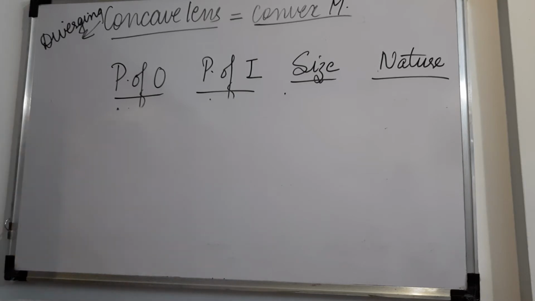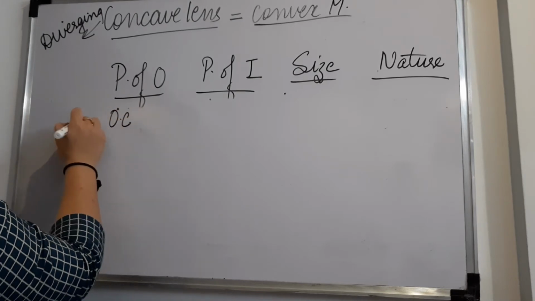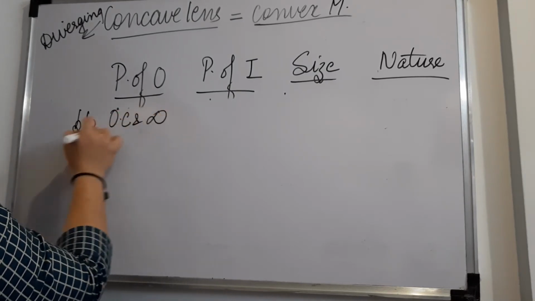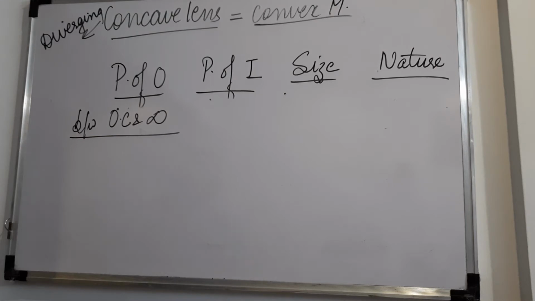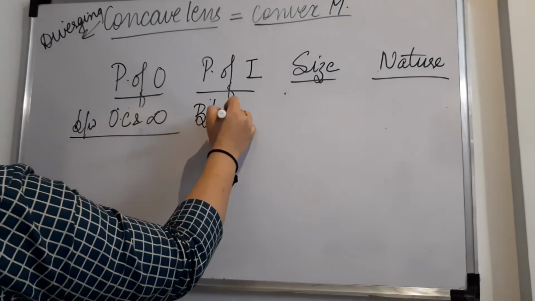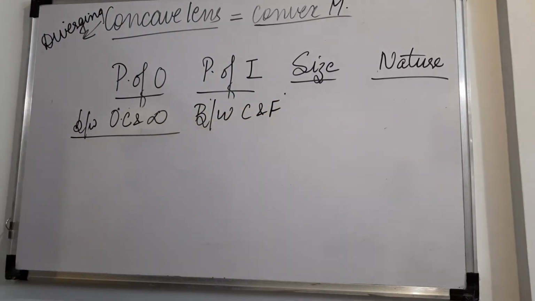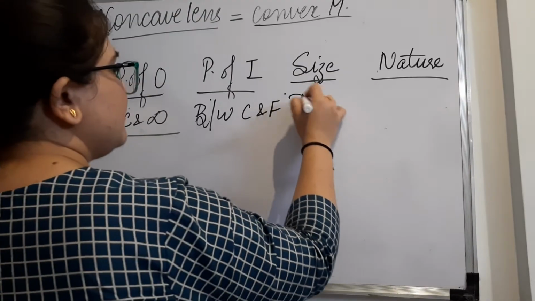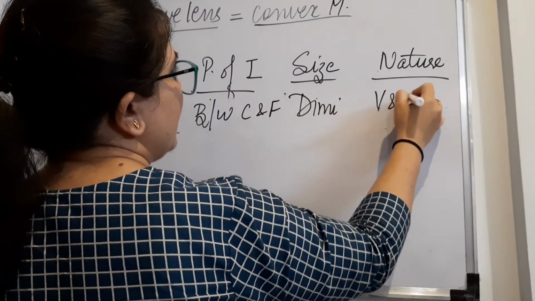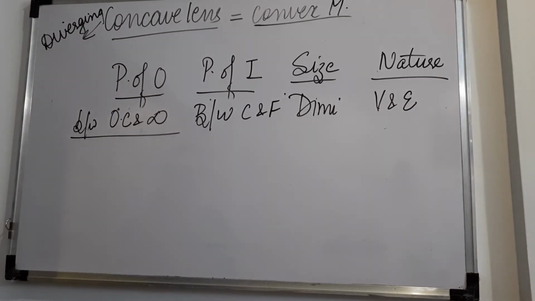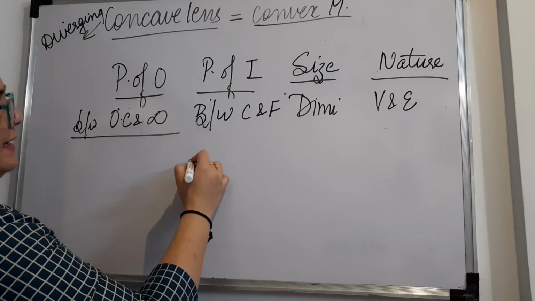Now the second case for this is what? You have to take the object between optical center and infinity. It means you can keep the object anywhere on the principal axis. Image is going to be formed between C and F, where C is the center of curvature, optical center, and F is a focus. Size is going to be diminished and virtual and erect. Okay, so these are going to be the cases for concave lens. Now let us see how to draw the ray diagram for this.